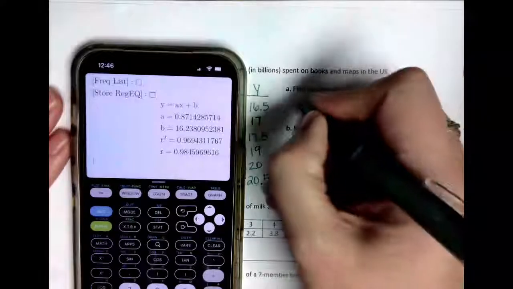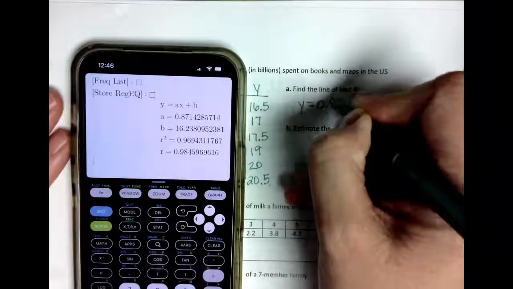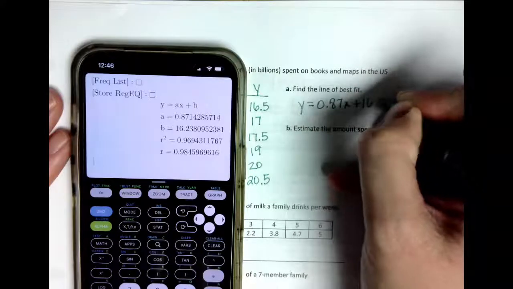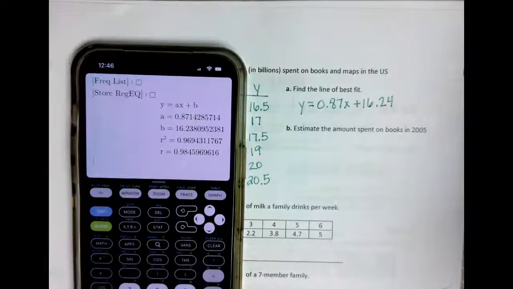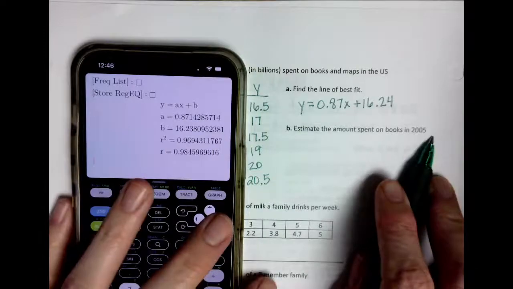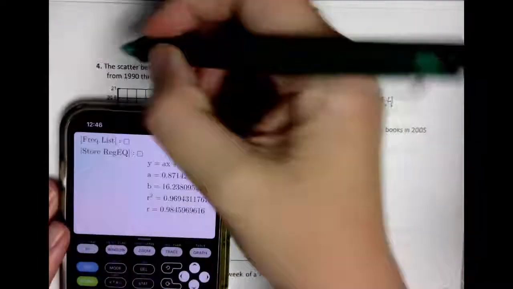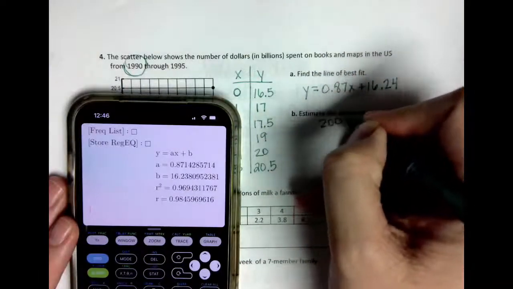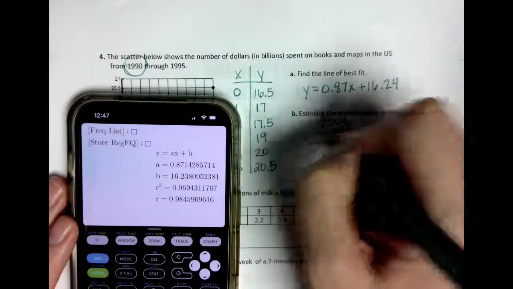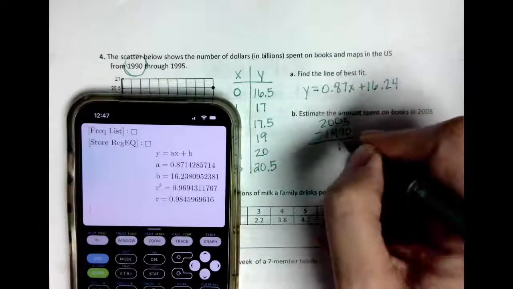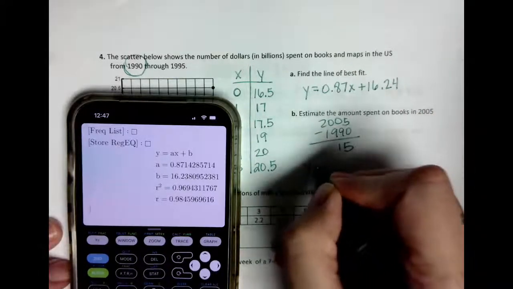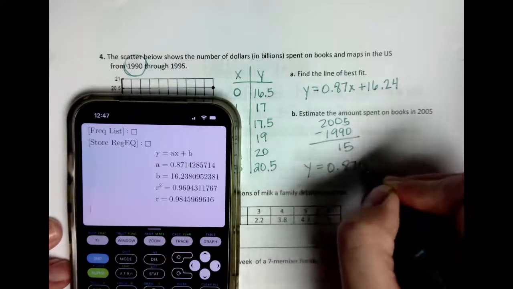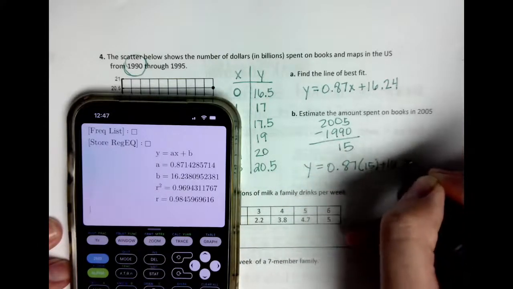So we get y equals 0.87x plus 16.24. And you do have to round up because of the number past it. Now, it says estimate 2005. Well, what year did we start with? So how many years is it from 2005 to 1990? How much? 15. So we need to use the number 15. So we're going to do y equals 0.87 times 15 plus 16.24.